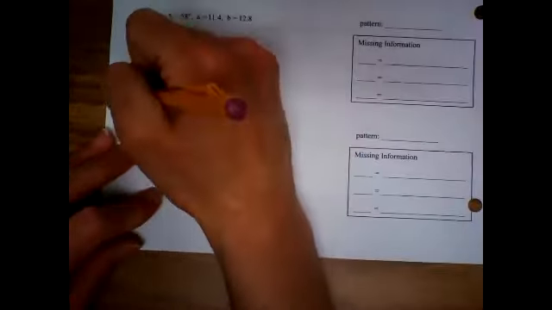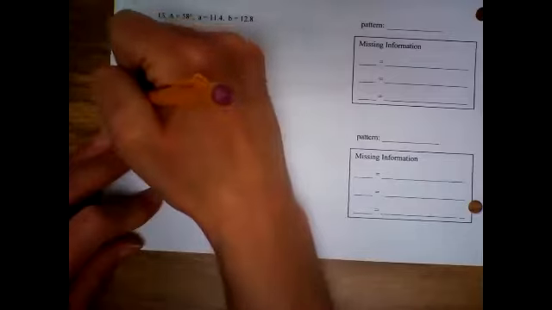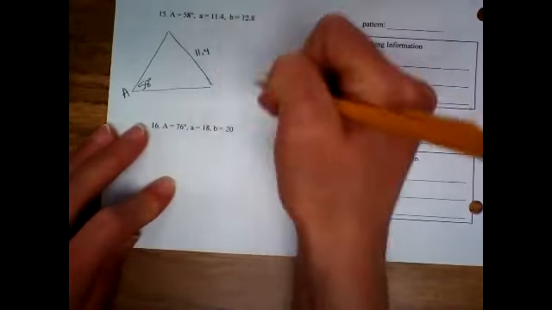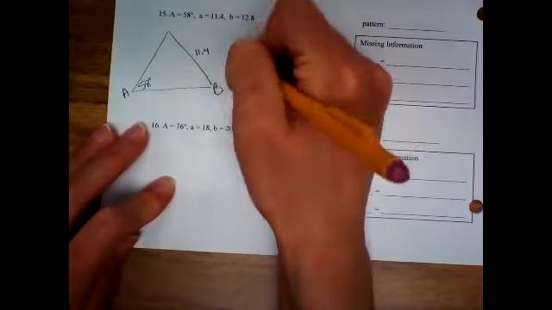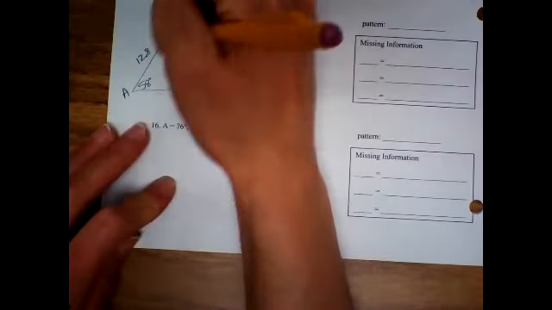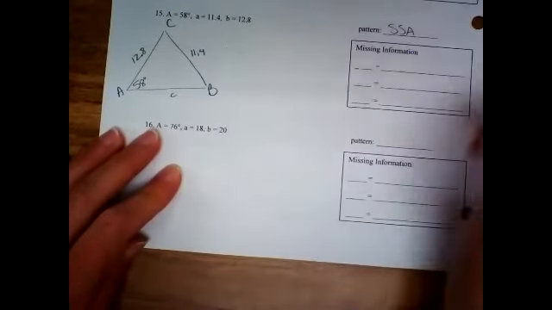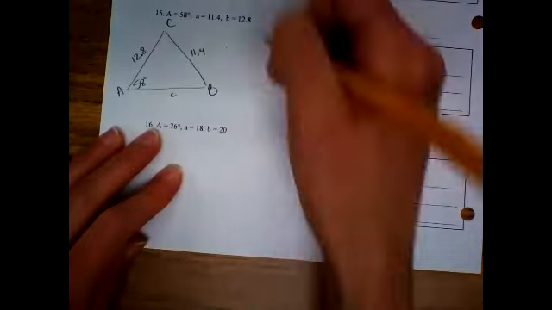All right, 15, draw yourself a triangle. A is going to go down here, 58 degrees. Across from that is 11.4. B goes down here. Across from that is 12.8. C, we don't know anything about. So side-side-angle. And so again, that's the one that you need to do the analysis for.